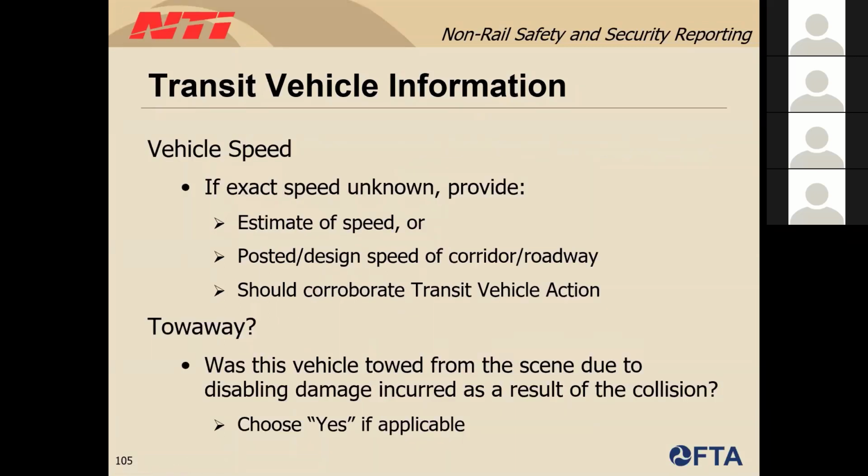For the speed, enter the actual speed of the transit vehicle at the time of the collision. If the speed is unknown, you could use the posted speed for that section of the road, and if needed, adjust that speed based on traffic and/or road conditions at the time of the incident. The last selection on this form is, was this vehicle towed from the scene due to disabling damage incurred as a result of the collision? Answer yes or no accordingly.